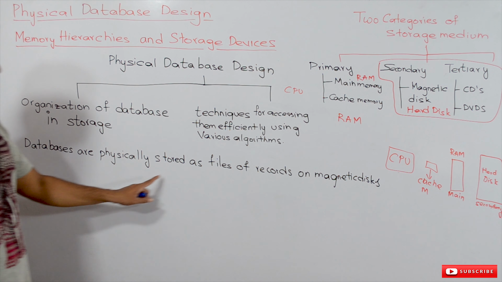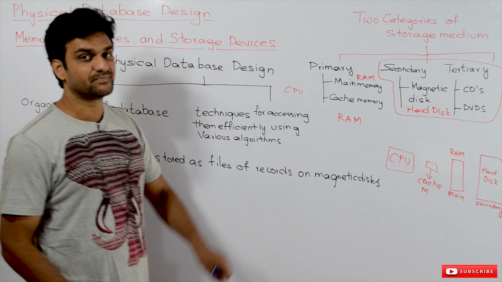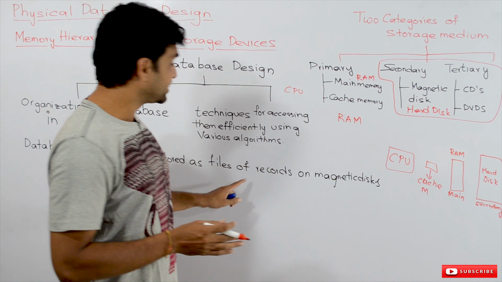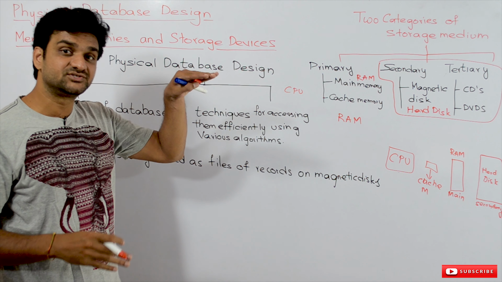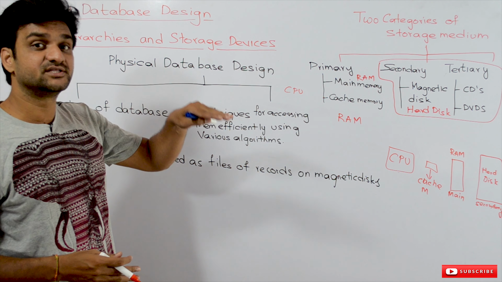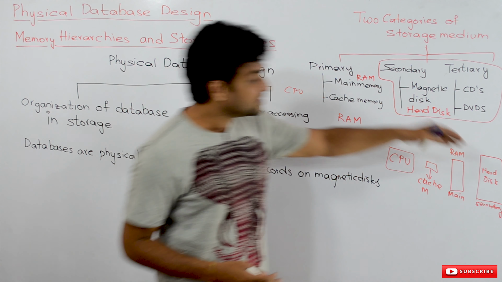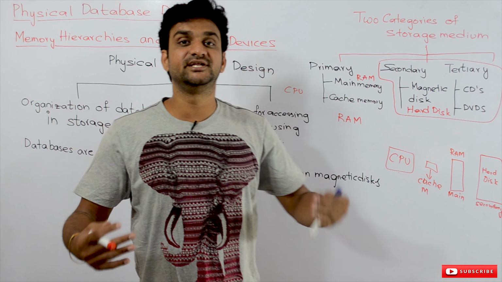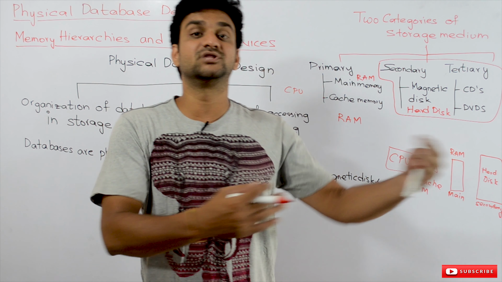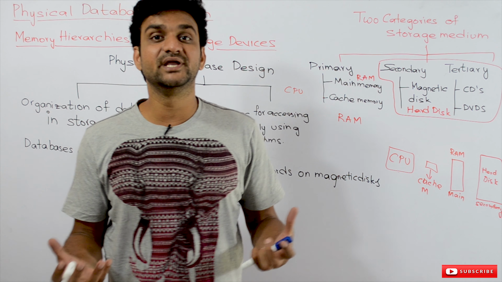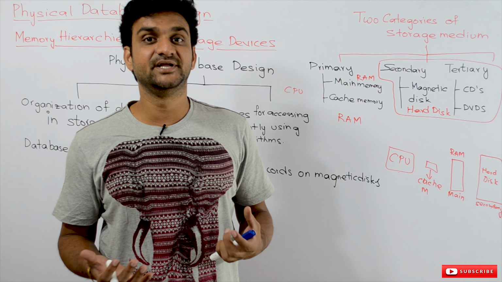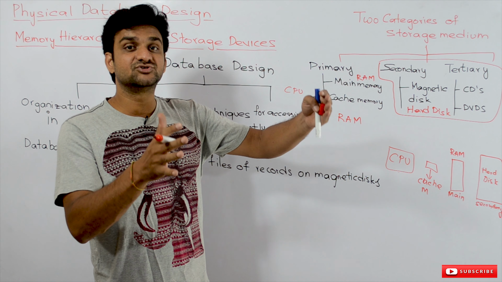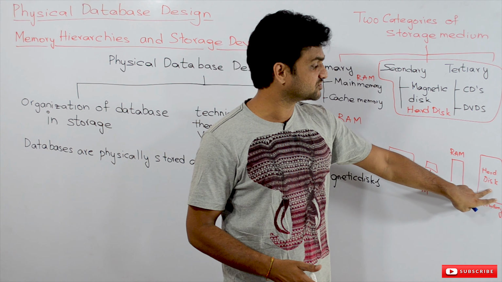Databases are physically stored as files of records on magnetic disks. So the databases are stored as files of records, files of rows, on the magnetic disks. For example, if you take the storage of details of all the people in the country by Aadhaar number, can you guess how many records there will be? There will be nearly millions of records, and those millions of records will be stored in a device called hard disk.